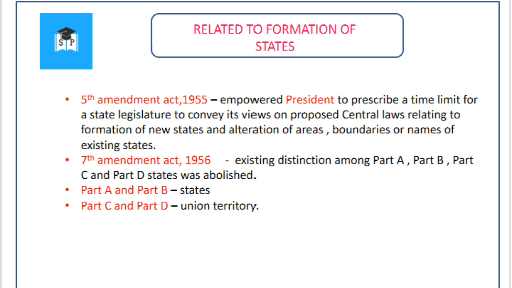Then the second one is the Seventh Amendment Act of 1956. The Seventh Amendment Act of 1956 abolished the existing distinction between the states among Part A, Part B, Part C and Part D. Then after the Seventh Amendment Act of 1956, Part A and Part B places were transformed into states and Part C and Part D places were transformed into union territories.